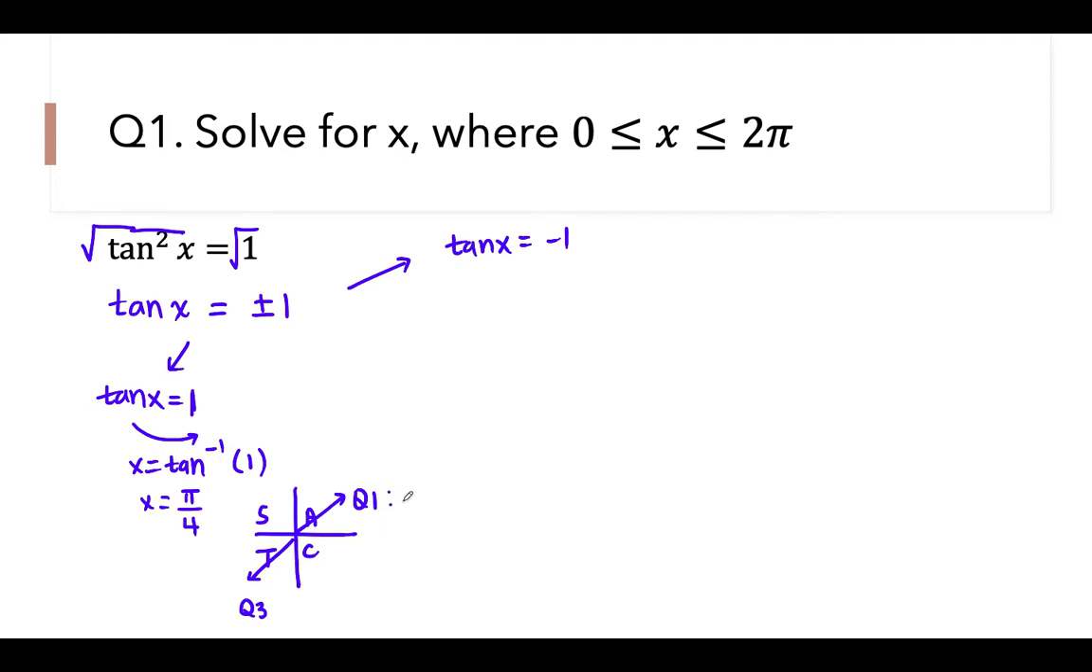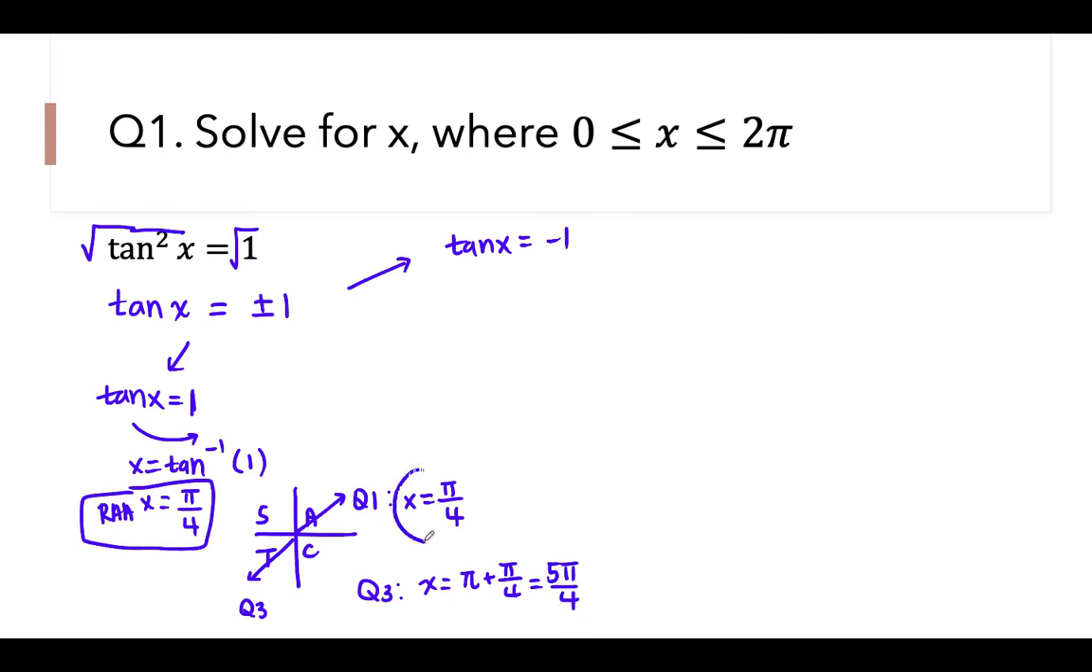So in quadrant 1, we already found the related acute angle, so x is equal to pi over 4. Now to find the answer in quadrant 3, x is equal to pi plus pi over 4, which is 5 pi over 4. So we have two answers when tangent x is equal to 1. Now what about the negative 1?